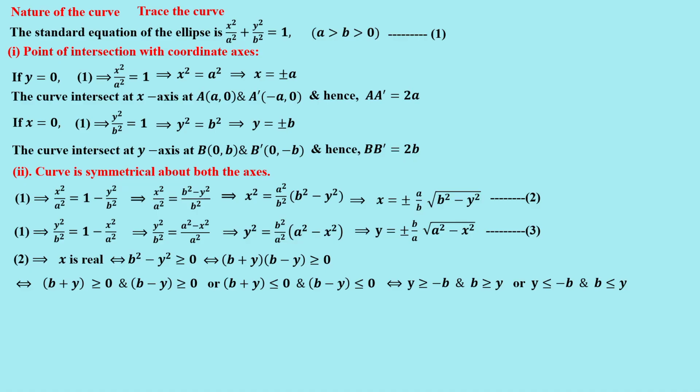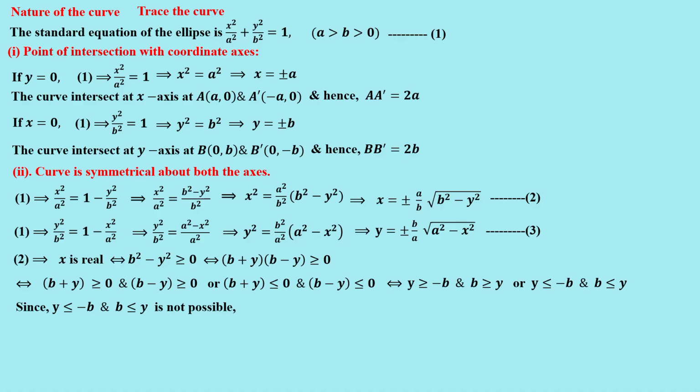So this implies, keeping y on the left hand side of the inequality and taking b to the right hand side, you will get y greater than or equal to minus b, and for the second one, b greater than or equal to y, in the first case. In the second case, similarly, y is less than or equal to minus b and y is greater than or equal to b. Now these two conditions contradict each other. y less than or equal to minus b and the same y greater than or equal to plus b is not possible.